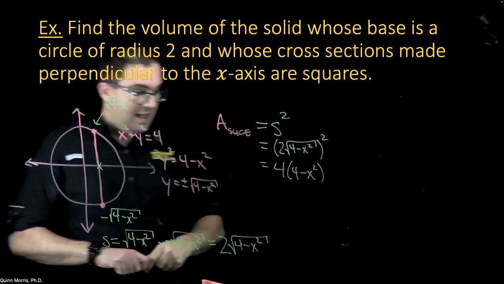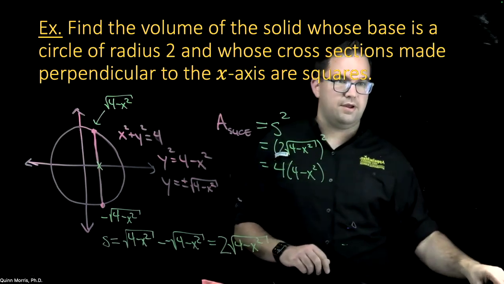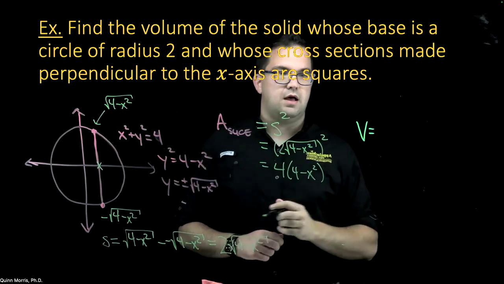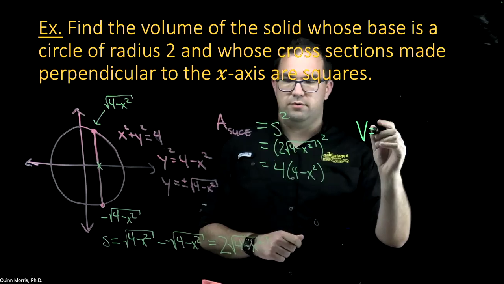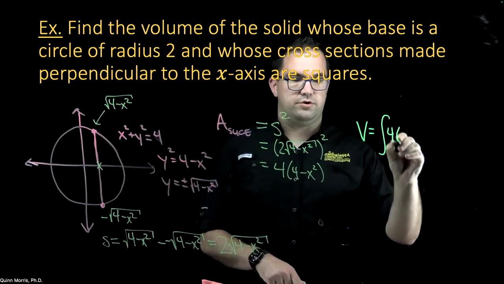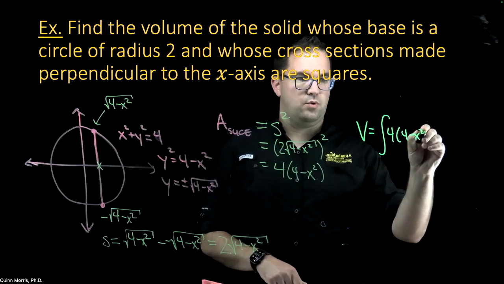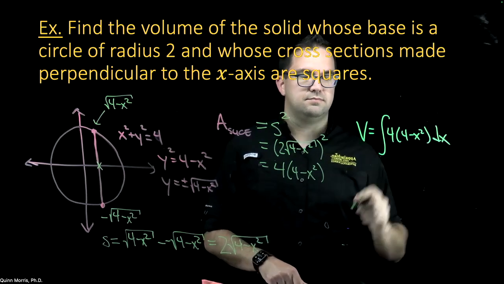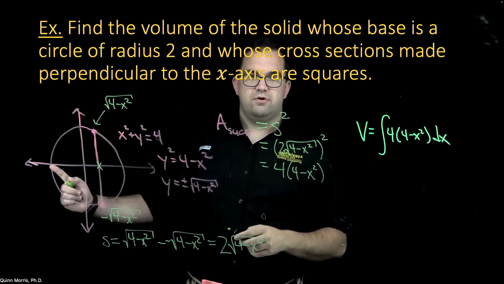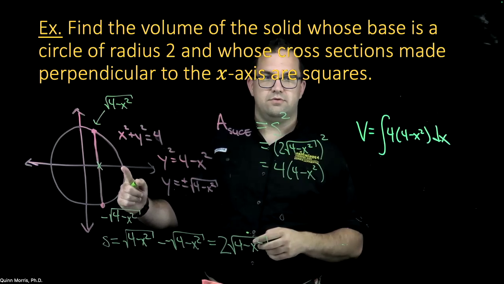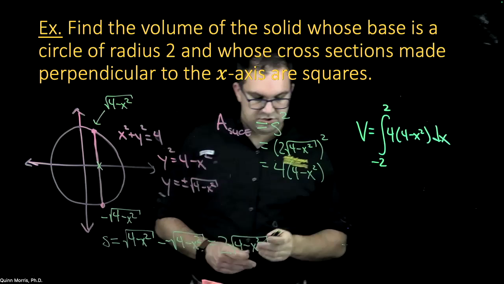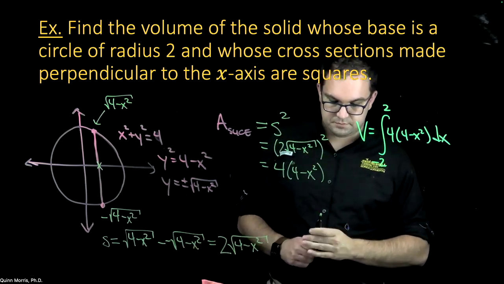Okay. And now, in order to find the total volume, I can now express the volume as the integral of 4 times 4 minus x squared dx, where my x values are going to range from what? Well, over here on the circle is minus 2. Over here on the circle is positive 2. We're going to integrate from minus 2 to 2.